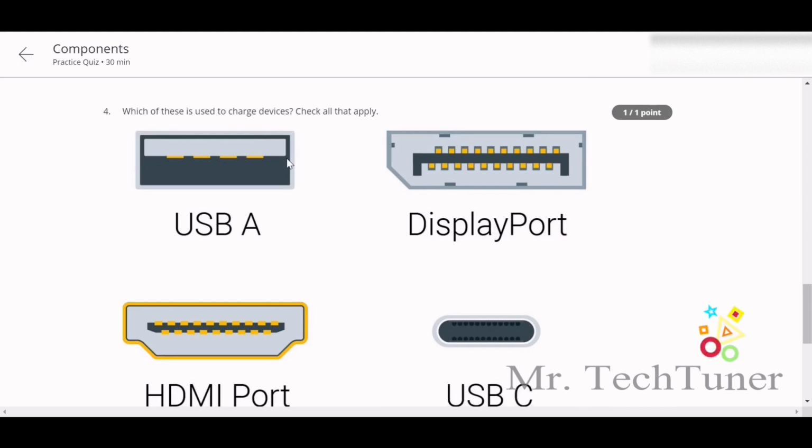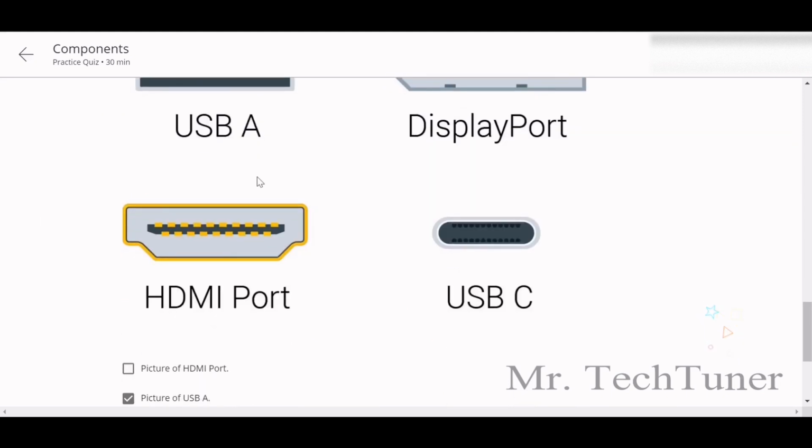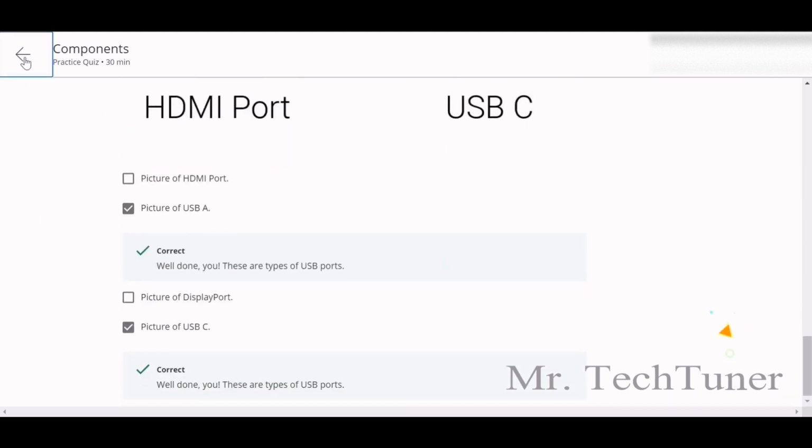Next question: which of these devices are used to charge? USB A and USB C. Display ports are not used to charge. So these two will not be the answer.